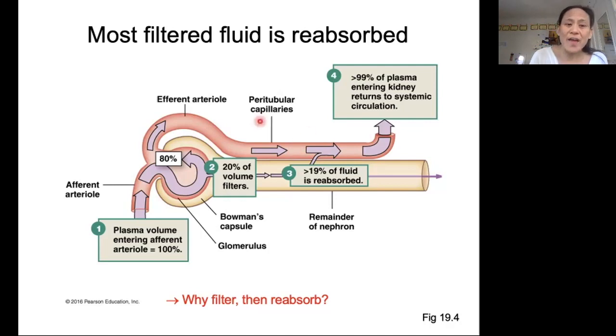Okay, so the advantage of taking this strategy is that it's an easy way to get rid of toxins and waste materials. Anything that's in your blood that you want to get rid of is going to end up in the tubule. And then what we can do is selectively reabsorb back those items that we want to keep in our bodies. Remember that this is destined for the external environment. This is what is going to become your urine.